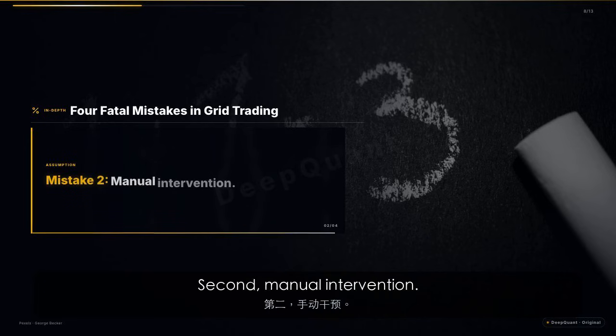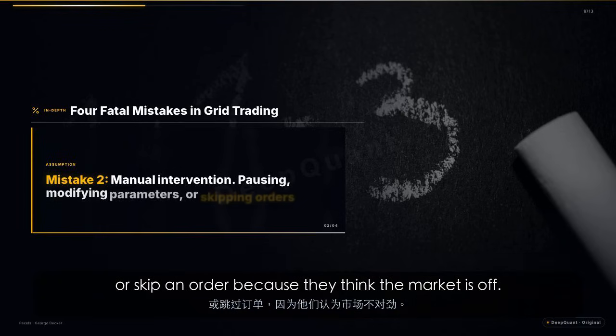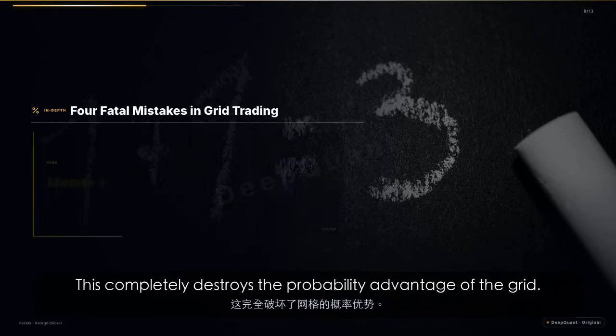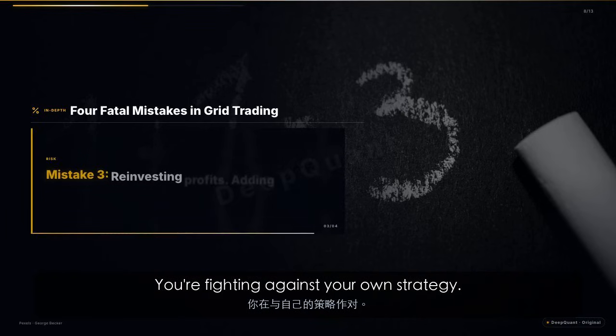Second, manual intervention. Many people, while the grid is running, decide to buy more at a certain level or skip an order because they think the market is off. This completely destroys the probability advantage of the grid. You're fighting against your own strategy.